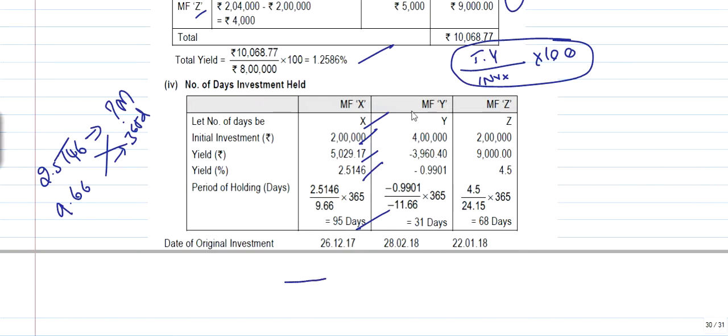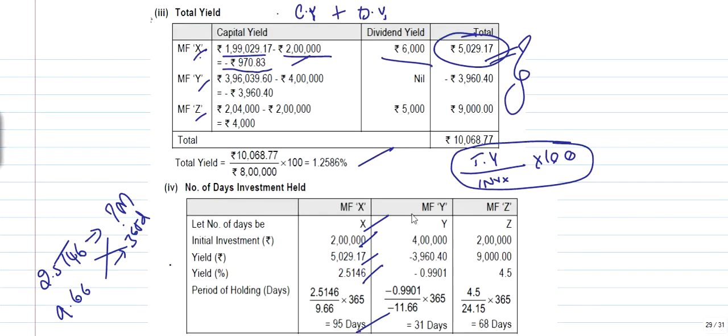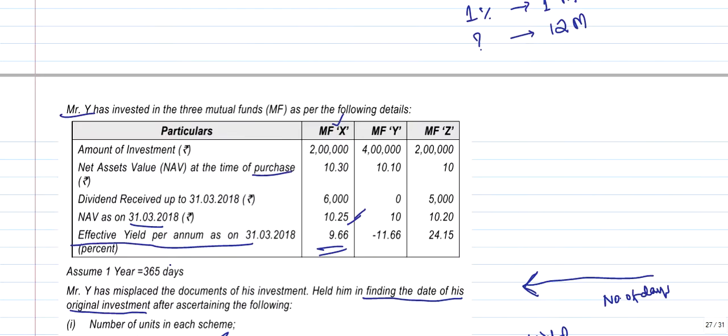So from here you have to go back from 31st March 2018. You have to go back 95 days. You will get the date of original investment: the original investment was held on 26th December 2017. That has to be applicable for the other schemes also, Y and Z.